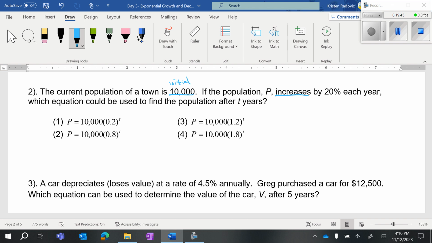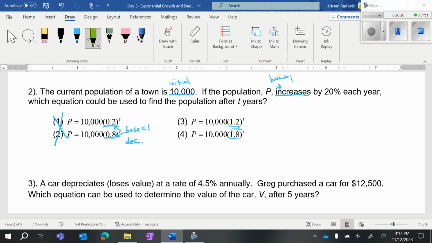Now, the easiest way to do these problems is that if you are increasing, your base is greater than 1. So go through the whole problem and cross out the ones that don't have a base greater than 1. Both of these have a base less than 1. So these are decreasing, whereas these two are increasing because their base is greater than 1. Now, if you don't know that, put them in the calculator, look at the graph. Choice 3 and 4 in the graph go upwards.